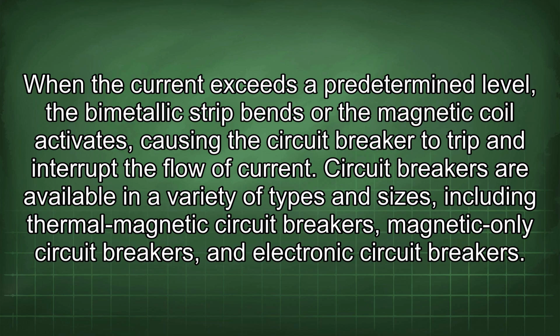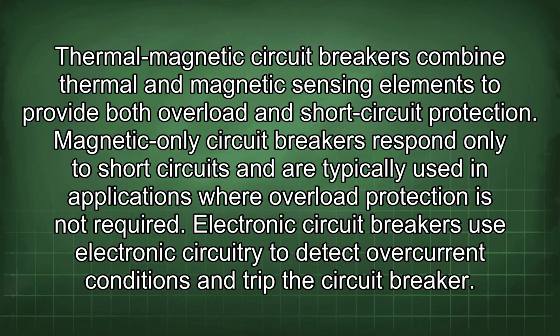Circuit breakers are available in a variety of types and sizes, including thermal magnetic circuit breakers, magnetic-only circuit breakers, and electronic circuit breakers. Thermal magnetic circuit breakers combine thermal and magnetic sensing elements to provide both overload and short-circuit protection. Magnetic-only circuit breakers respond only to short circuits and are typically used in applications where overload protection is not required. Electronic circuit breakers use electronic circuitry to detect overcurrent conditions and trip the circuit breaker.